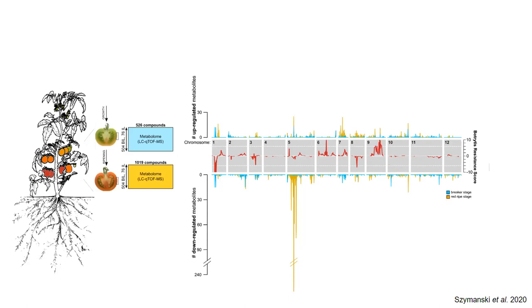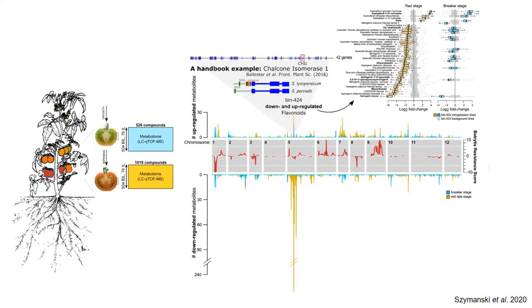So here I show both the breaker stage and the red ripe stage of tomato, and the levels and the result of metabolic QTL analysis along the chromosomes. We counted the number of significant metabolic QTLs and plotted them here in turquoise or blue for the breaker stage, and in yellow for the red ripe stage. So we saw the hotspots here, and we were happy to see that some of these hotspots are expected.